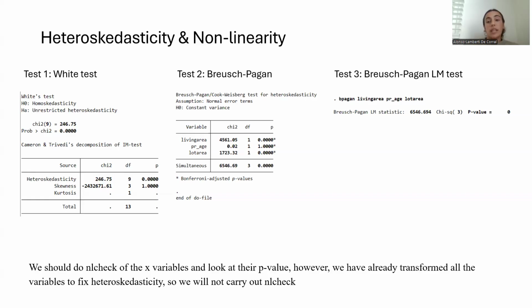We did that and saw that the variables did not follow the normal distribution, so what we had to do was transform them into natural logarithms to fix heteroscedasticity. For nonlinearity, we should do nlcheck, which is a command in Stata, of the x variables and look at the p-value. But because we transformed all of our variables because of heteroscedasticity, we will not carry out this nonlinearity check.